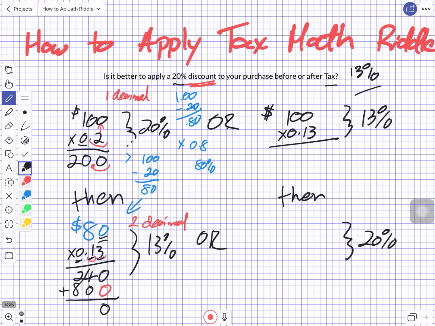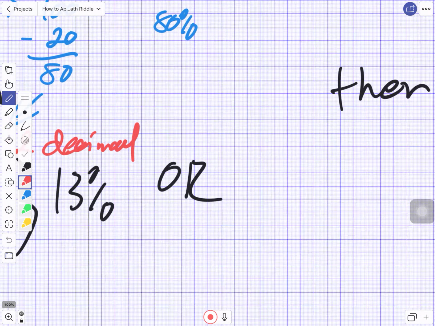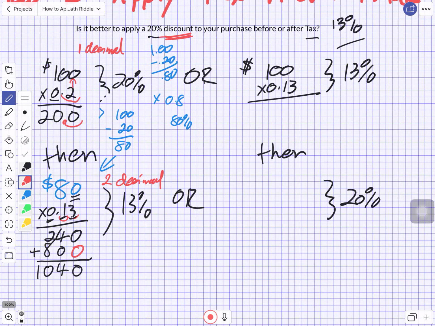0 and 0, 4 and 0, and 2 and 8. Okay? And let's see. How many decimal places did we say there were? 1. 1? Oh, why did I do it again? We said 1 in the first one, but there's actually 2 here. So actually 2 decimal places.